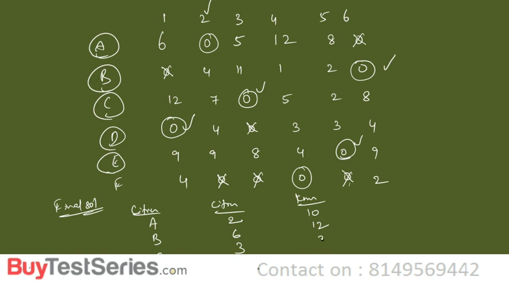C to 3 is 3. D to 1 is 6. E to 5 is 3. F to 4 is dummy. So therefore it is 0. So the final answer will be 34.